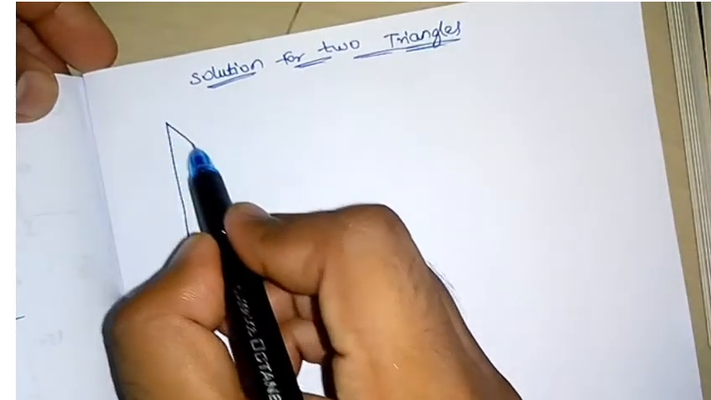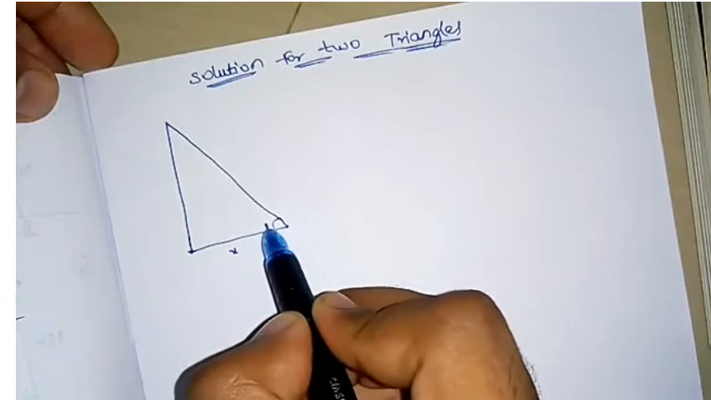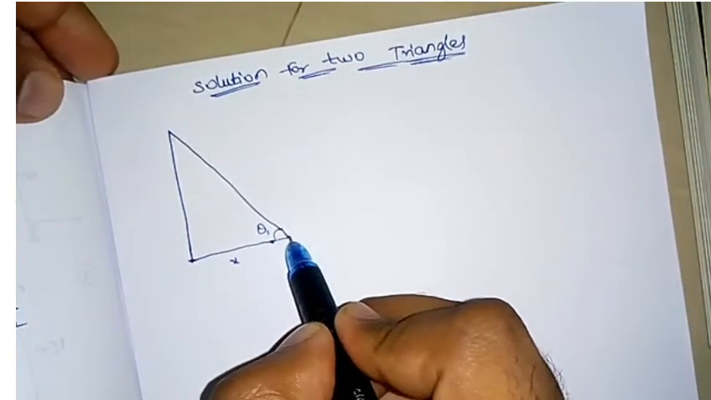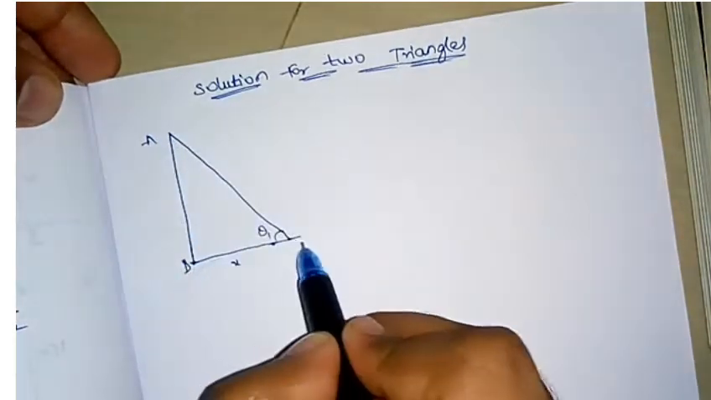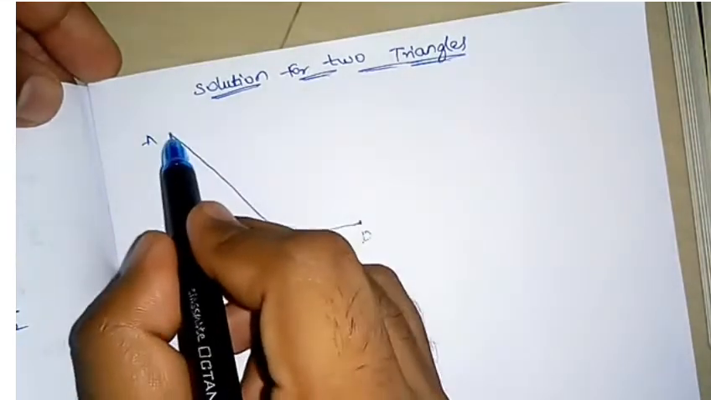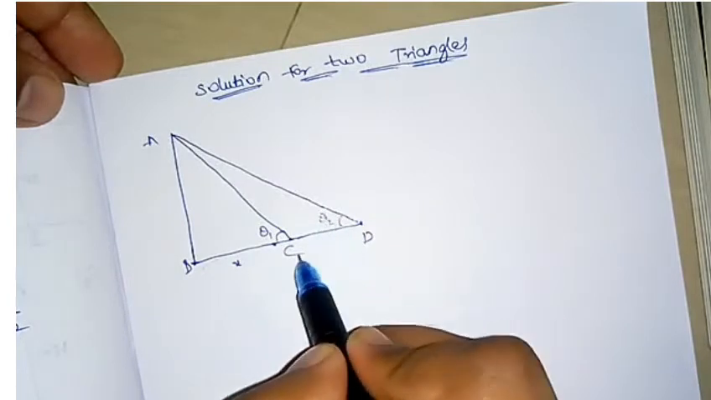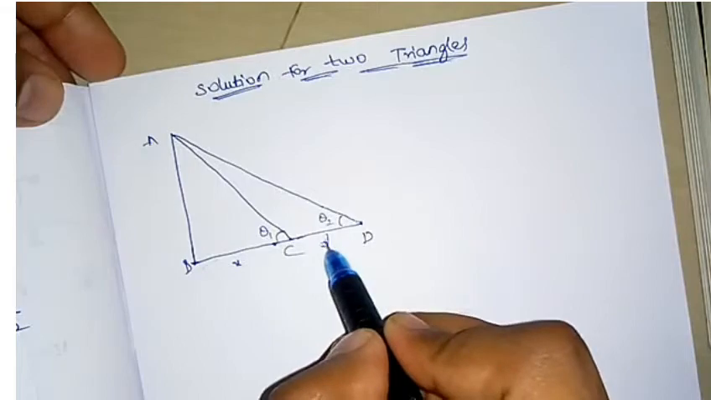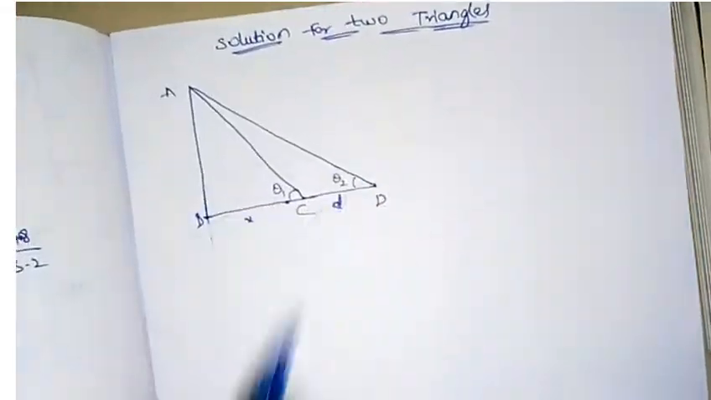An angle of elevation of the top of the palm tree will be some theta 1. If you are moving further away from the bottom of the palm tree, for example at point D, the angle of elevation becomes theta 2 and you are given the distance CD. If you are given this condition, how to find the height of the tree? Let's solve an example.